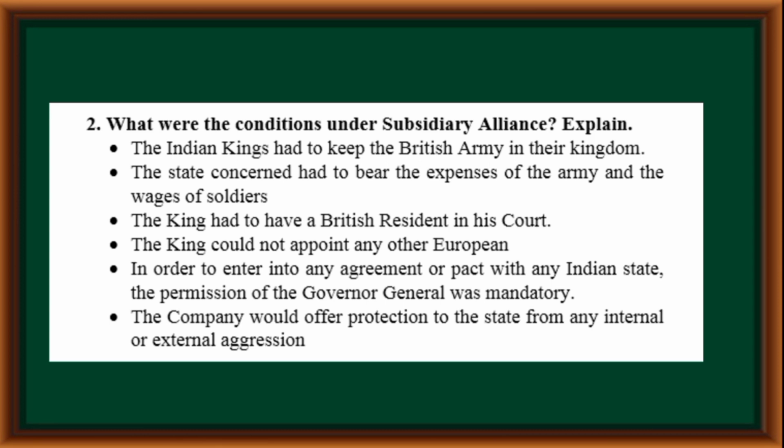What were the conditions under subsidiary alliance? Explain. The Indian kings had to keep the British army in their kingdom. The state concerned had to bear the expenses of the army and the wages of soldiers. The king had to have a British resident in his court. The king could not appoint any other European. In order to enter into any agreement or pact with any Indian state, the permission of the Governor General was mandatory. The company would offer protection to the state from any internal or external aggression.